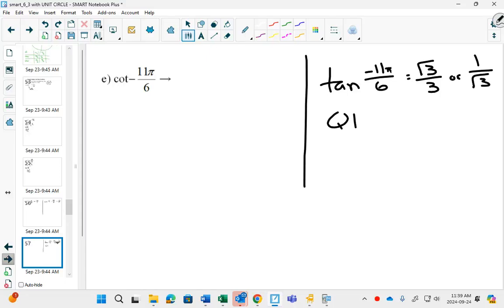Now we usually write root 3 over 3, but remember that that's the same as 1 over the square root of 3. So when you do cotangent, it would be fine if you wrote your answer like this, or like that. So the angle doesn't change. Notice that we have 11 pi over 6, negative 11 pi over 6. The angles don't change, but the ratio does get flipped.